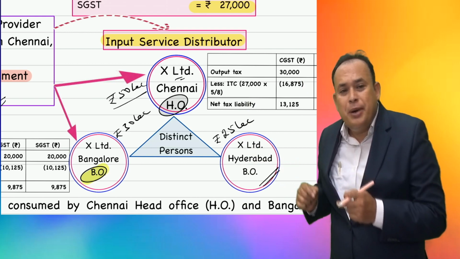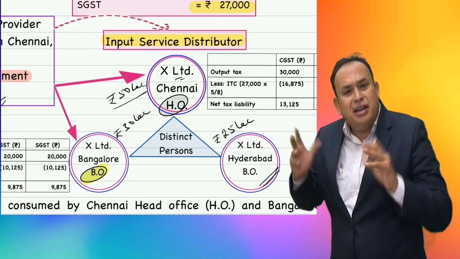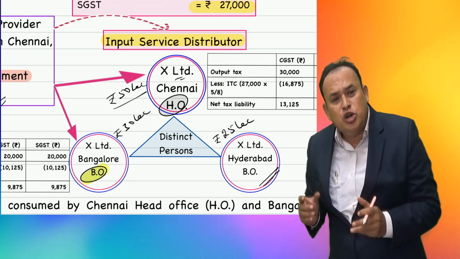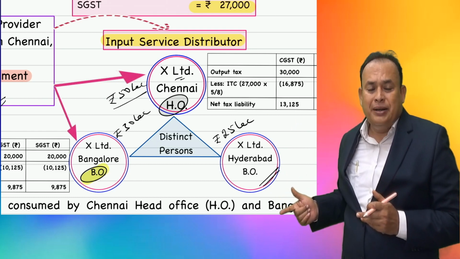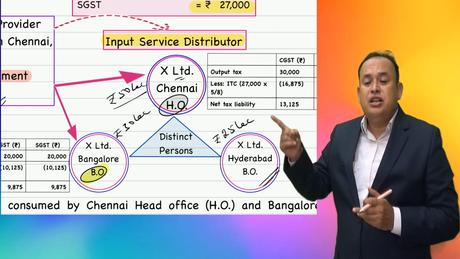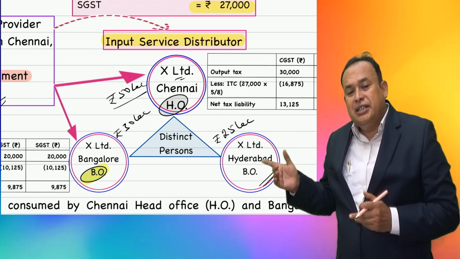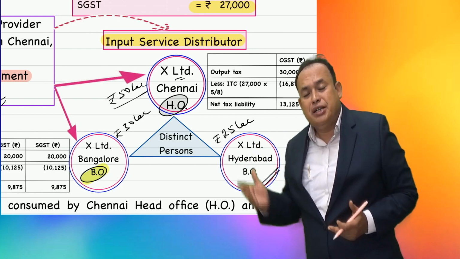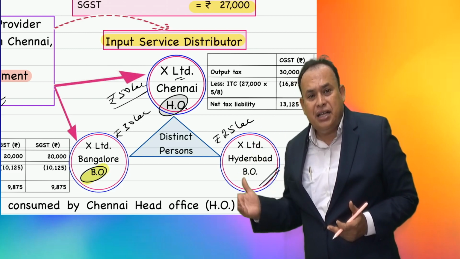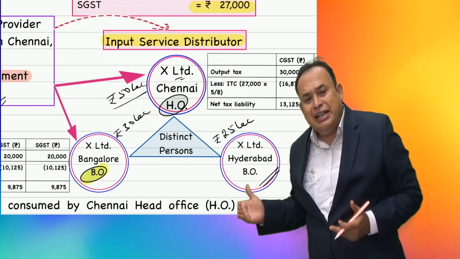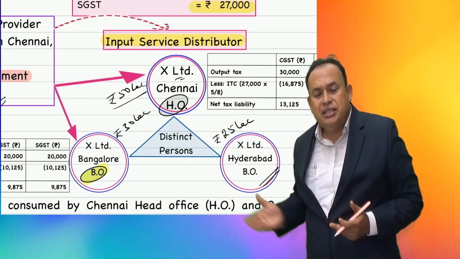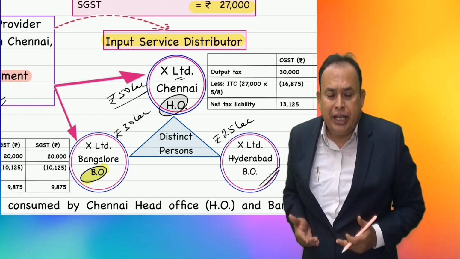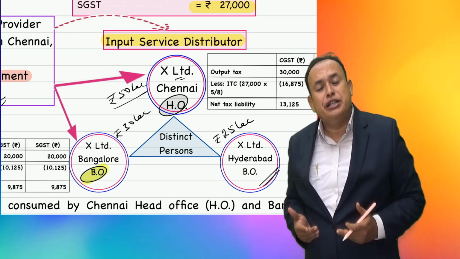X Limited Hyderabad branch, since it has not received any input services, should not be distributed a single rupee of credit. Distribute the credit to the Chennai and Bangalore branches in the ratio of the previous year turnover. Previous turnover: Chennai 50 lakhs, Bangalore 30 lakhs, total 80 lakhs. That means in the ratio of 5:3, the input tax credit can be distributed.